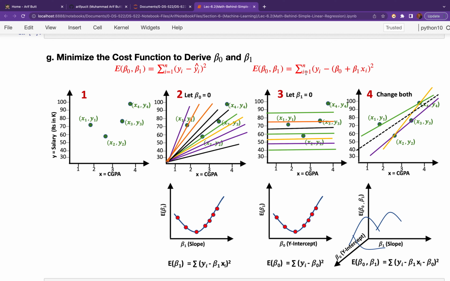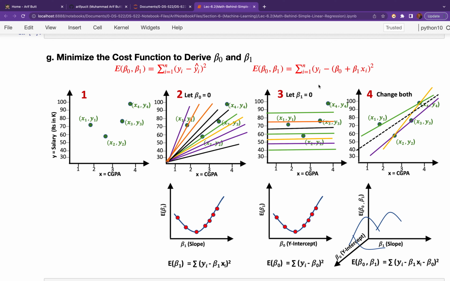And of course, it is very simple to differentiate a function with one variable. And over here, in this error function we have two variables, that is beta naught and beta 1. Therefore, we have to use partial derivatives. That is, we differentiate our function with one variable at a time, considering the other variable as constant. So let us first differentiate this error function with respect to slope.